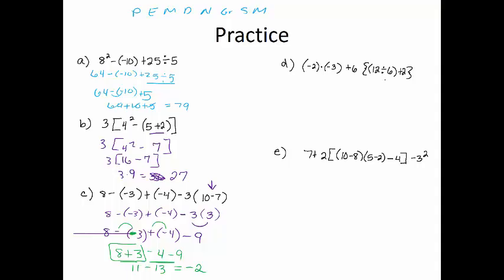Alright, for D over here, start with our innermost parentheses or enclosures. 12 divided by 6 is 2. Alright, now inside our enclosure here, we have 2 plus 2 is 4. So we have 6, I'm going to write it a little below. We have 6 times 4.